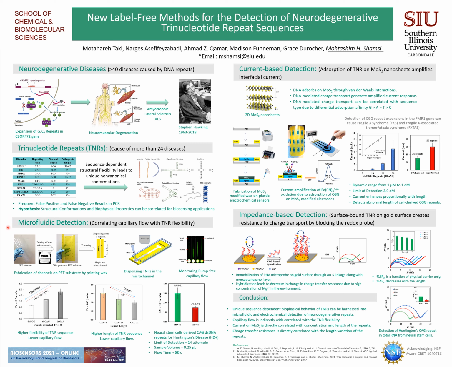The first project uses wax-on plastic microfluidic channels printed on PET substrate to detect the Huntington's disease-causing repeat CAG. So this study uses the sequence-dependent flexibility of the repeat sequences, which can be translated into a change in the capillary flow in the microfluidic channels. Flexibility is affected by sequence type and length of these sequences, as shown in these 2 charts here.